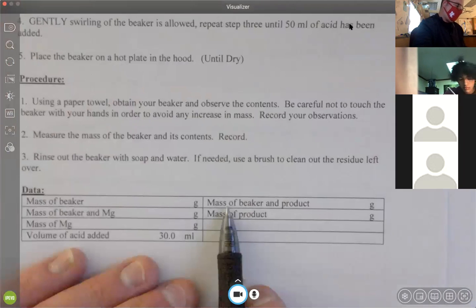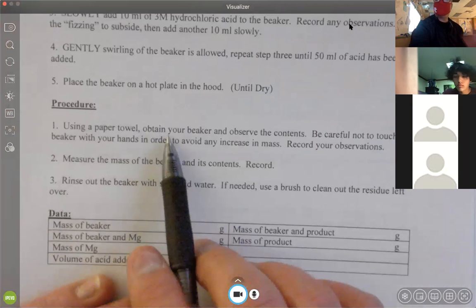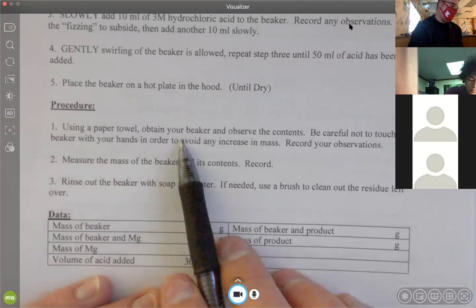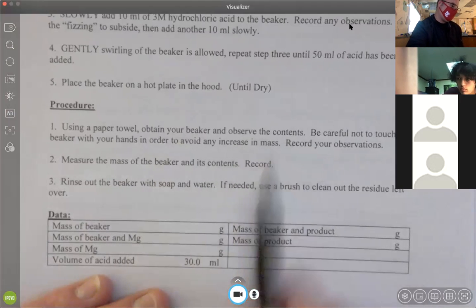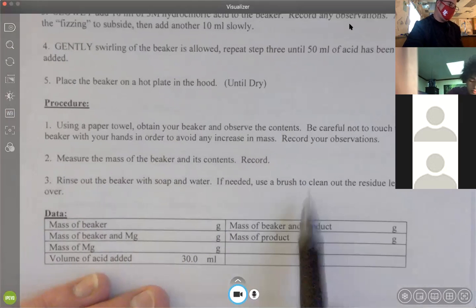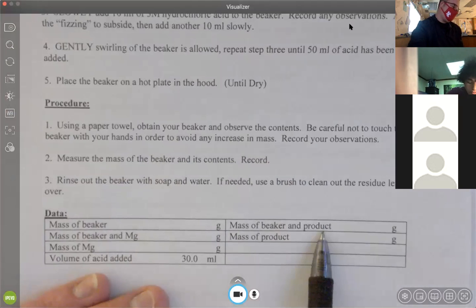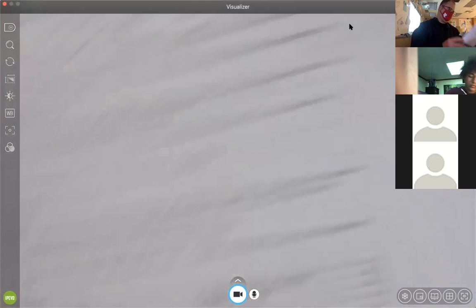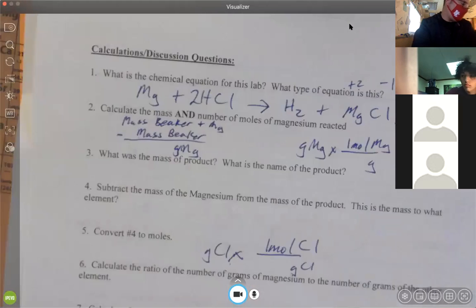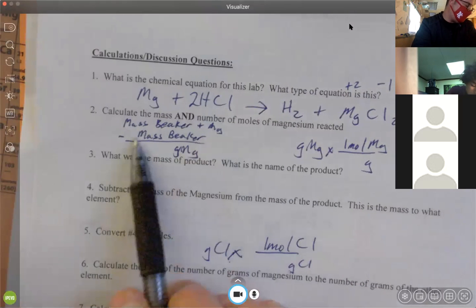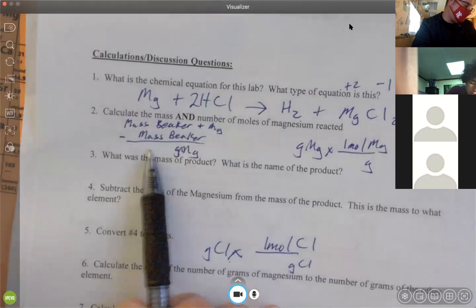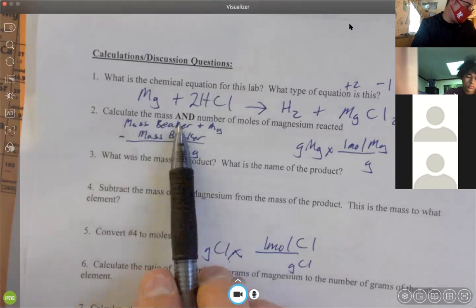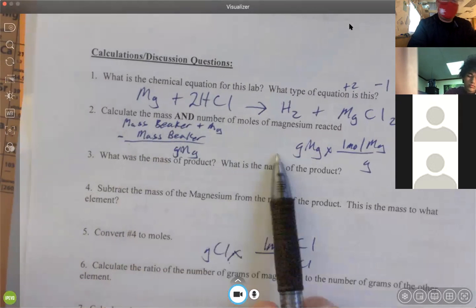So then again, you will carefully, you don't want to touch the beaker because it'll put fingerprints on it. Carefully using a paper towel or something, you will put the beaker and the product onto the scale. Then you will record the mass of the beaker and the product. Since we previously have the mass of the beaker, we should be able to find the mass of the product from that. Right? Because the mass of the beaker plus the magnesium minus the mass of the beaker will get us the mass of the magnesium. It says on the question 2, calculate the mass, that's how you do it, and the moles. Well, we've done a lot of moles by this point.